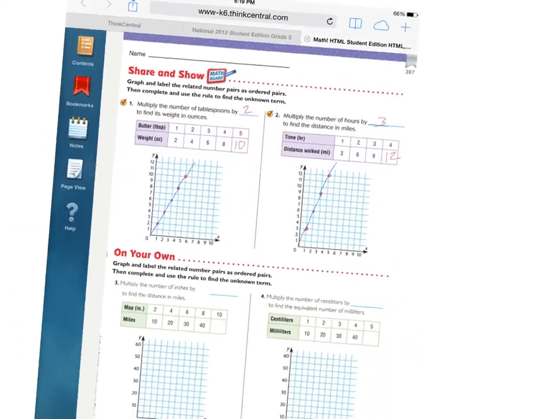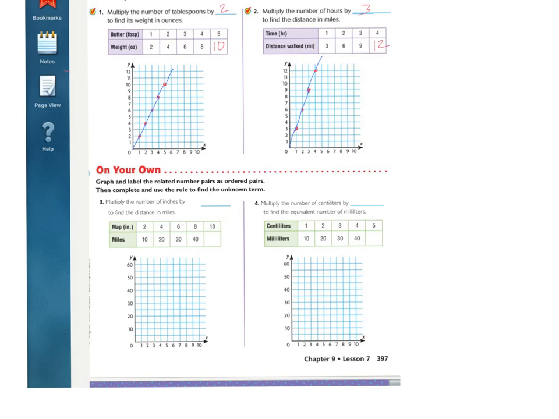You may now work on your own and problem solving sections. Just so you are aware, on the problem solving sections, you will be creating 2 different line graphs, 2 different lines on the same graph. So don't be surprised when you're asked to do that.